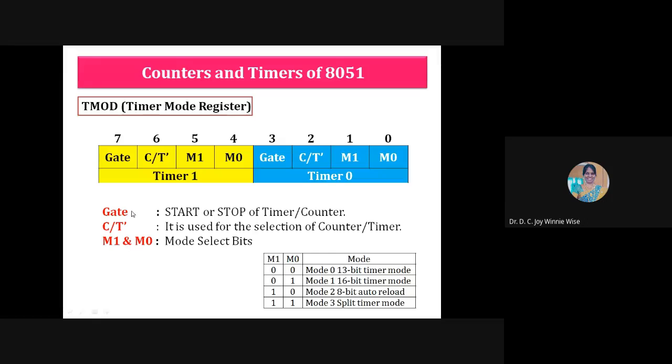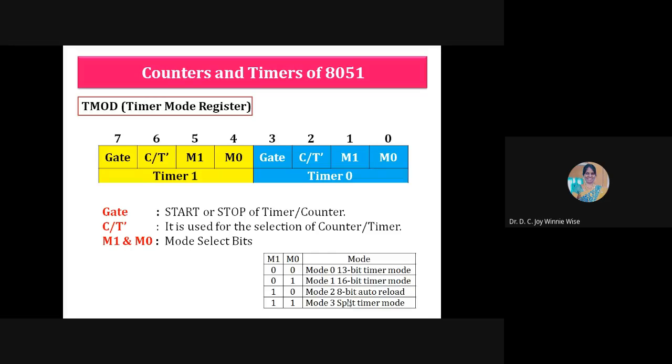So next, what is the use of this gate signal? The gate signal is used to start or stop the timer or counter. It is used to control the timer to start or stop. And next, whether it acts as a counter or timer. So when it is 1, it acts as a counter, and when it is 0, it acts as a timer. And next, we have the modes of operation, M1 and M0. So see here, if it is 0, 0, it acts as a 13-bit timer. If it is 0, 1, it acts as a 16-bit timer. If it is 1, 0, it acts as an 8-bit auto reload. And 1, 1 means it acts as a split timer. That is, in this condition, timer 1 will not be used in mode 3.